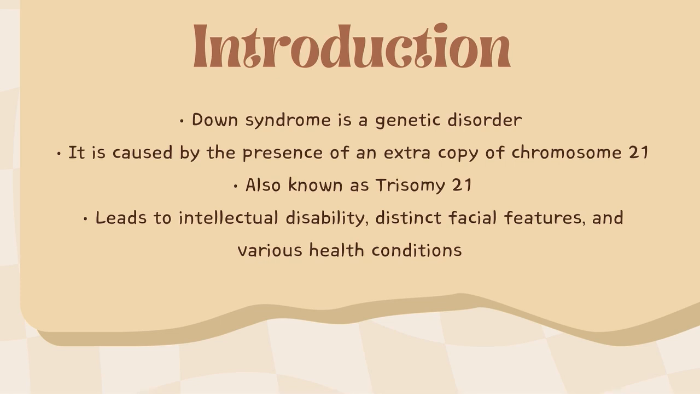a person has an extra copy of chromosome 21. We know that normally humans have 2 copies of each chromosome, but in this condition, there are 3 copies, which is why it's called trisomy. Tri means 3. So this extra genetic material affects the way the body and the brain develop. So this leads to intellectual disability, distinct facial features, and various health conditions.